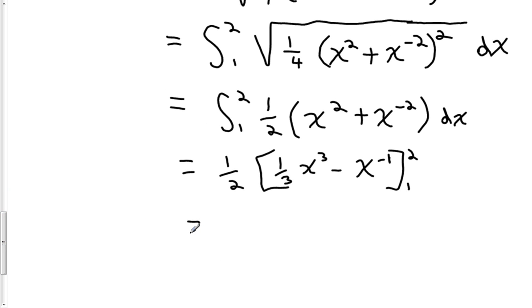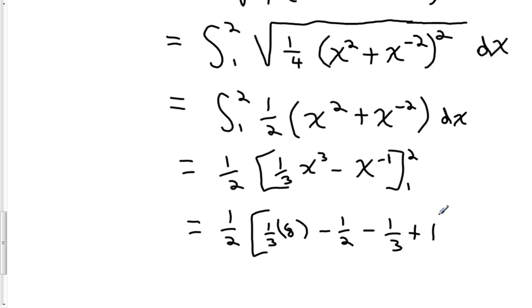Let's see. If we plug in 2 into this, we will get 1/3 times 2 cubed, which is 8, and then minus 1 over 2, which is 1/2. Alright, so that's the first part. And then we subtract what we get when we plug in 1. So if we plug 1 into this, we'll get minus 1/3. And then because we're subtracting, this would be plus 1 over 1, which is 1. So we get this expression that we can actually get a number from for the arc length.